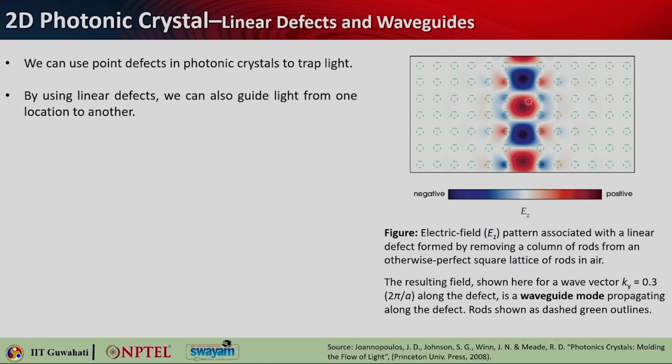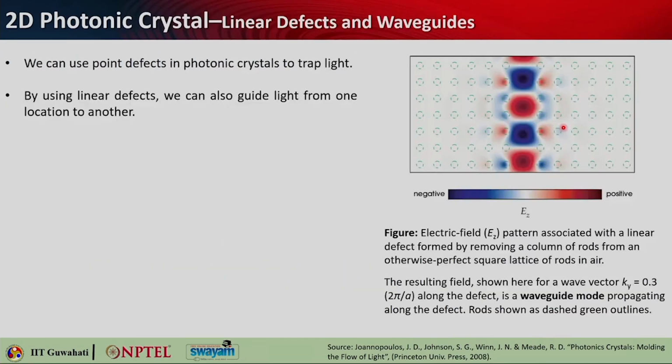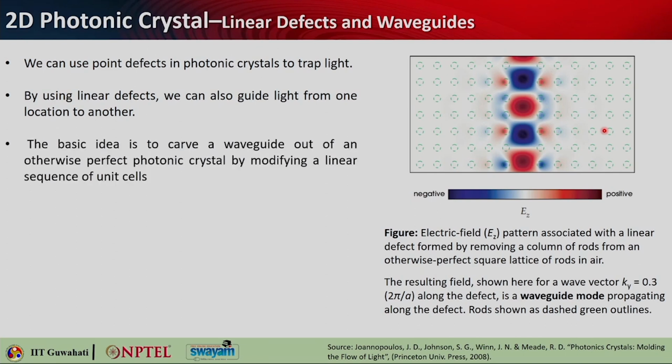So, whatever shape you make for your waveguide by introducing the line defect, here it is like a line, you can make it any curved shape. Okay, light will actually follow that particular shape because it has got no option. It cannot leak out into the photonic crystal because the frequency of that mode lies within the band gap of that crystal. Okay.